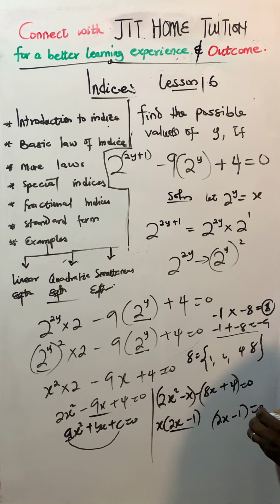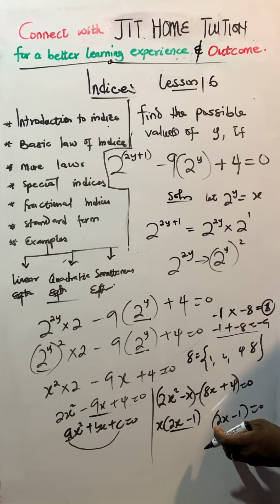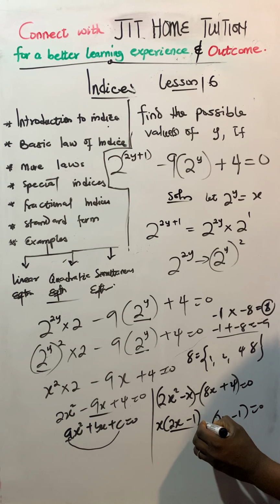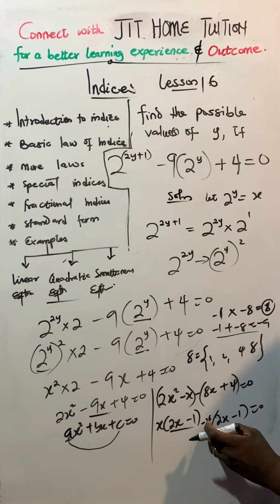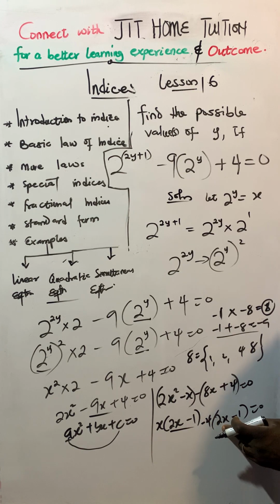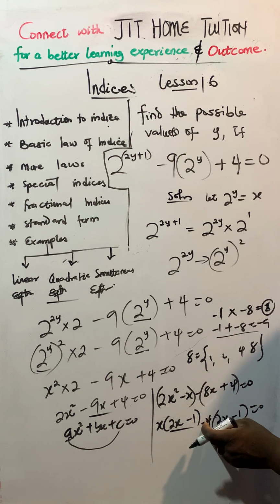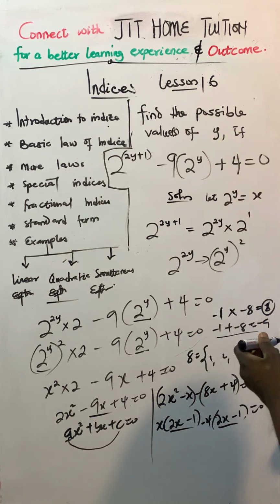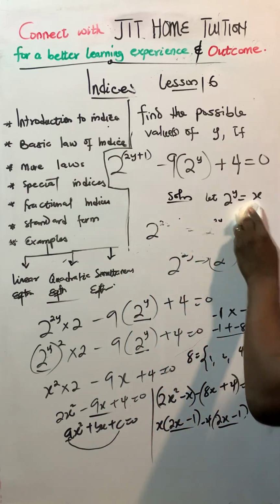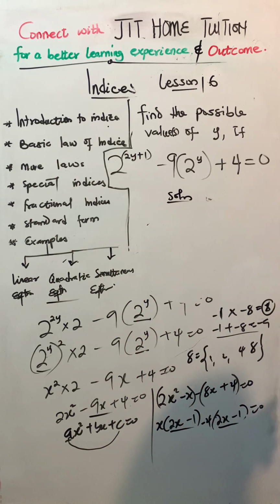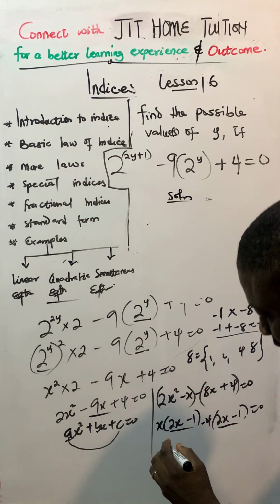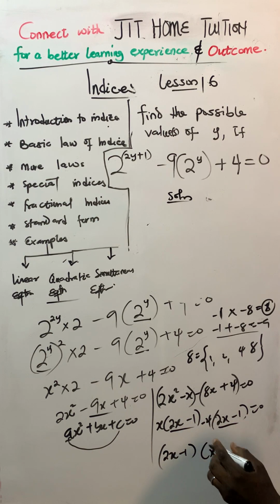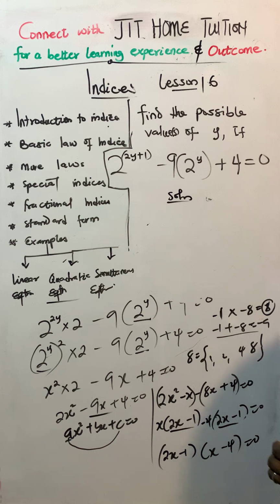Then you ask yourself, which number when you multiply by 2x will give you -8, and that is -4. So that -4 times the 2x will give you -8. -4 times this will give you a +4. Since they are the same, you will write one of them. Let me bring it to this side. You have 2x minus 1, okay? Then you have x minus 4 equal to 0.